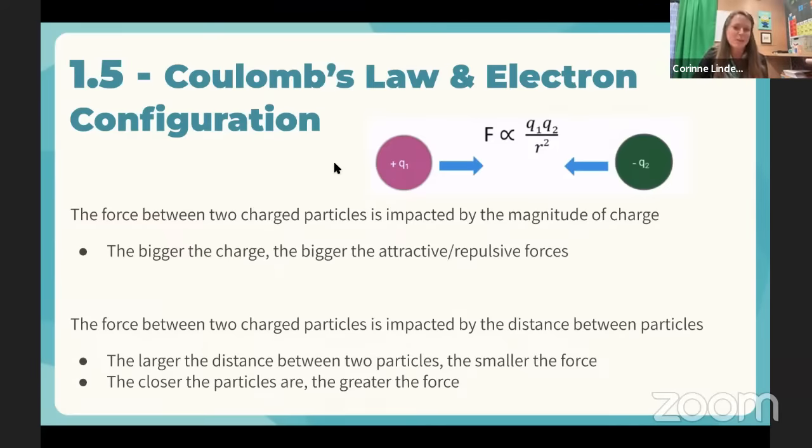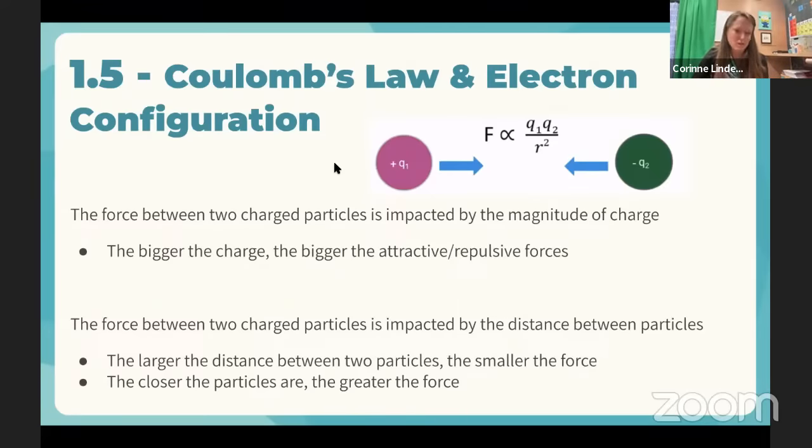for tomorrow. Okay, so Coulomb's law, basically, right, the force of attraction between two charged particles is directly related to the magnitude of charge. So whether that's +1 or +2, just the charge of that ion, and it's inversely related to the distance between those ions. So the larger the magnitude of charge and the closer those ions are together, the stronger those attractive forces are going to be. And that's going to impact their intermolecular forces.